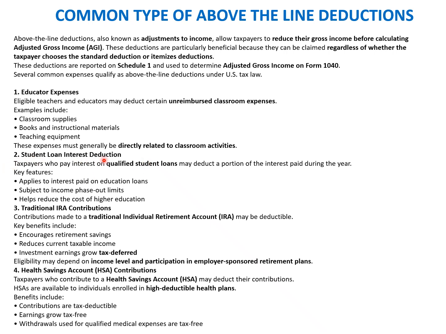The second one is the student loan interest deduction, where a taxpayer who pays interest on a qualified student loan may deduct a portion of the interest paid during the year. This applies to interest paid on the education loan, subject to income phase-outs, and helps reduce the common cost of higher education. Next is the traditional IRA contribution, the contribution made to a traditional individual retirement account, and the health savings contribution made by the individual as well as the self-employed for their health savings. These are deductible and help reduce the AGI. We'll move to the next slide then.